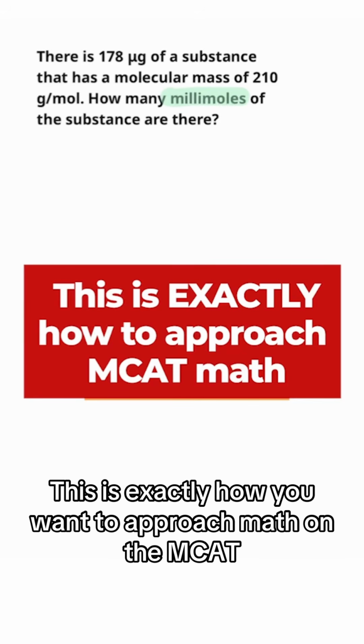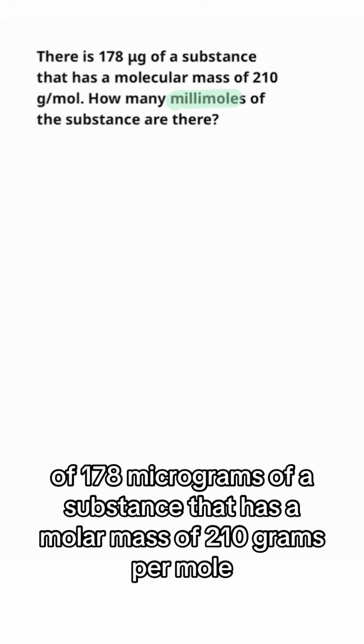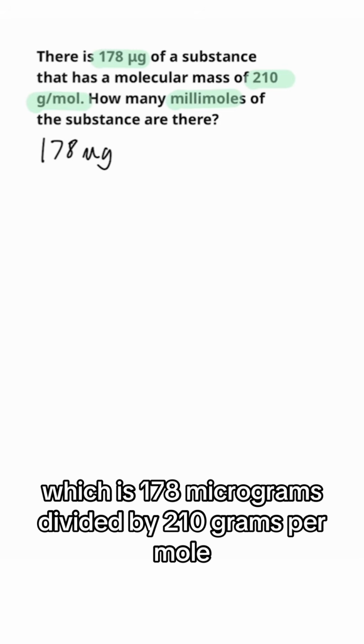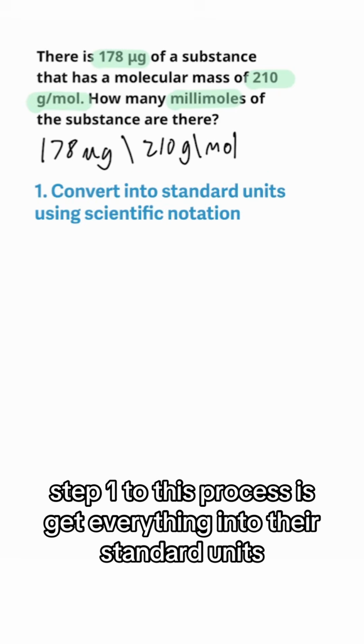This is exactly how you want to approach math on the MCAT. We're going to solve for the number of millimoles of 178 micrograms of a substance that has a molar mass of 210 grams per mole. First, let's write out the math operation that we'll have to do, which is 178 micrograms divided by 210 grams per mole. Step 1 to this process is get everything into their standard units.